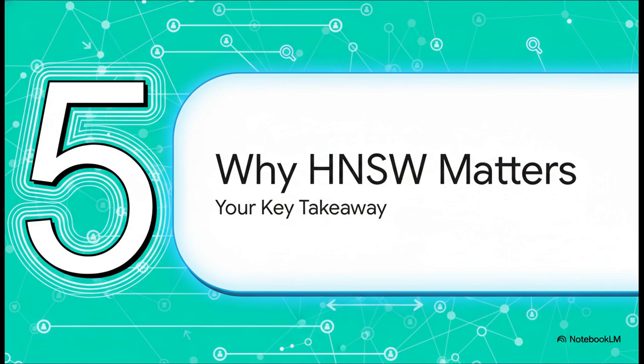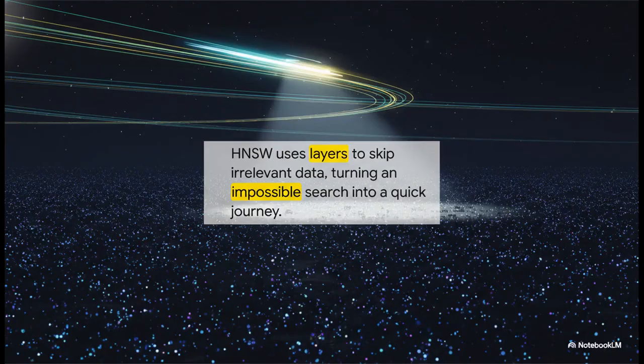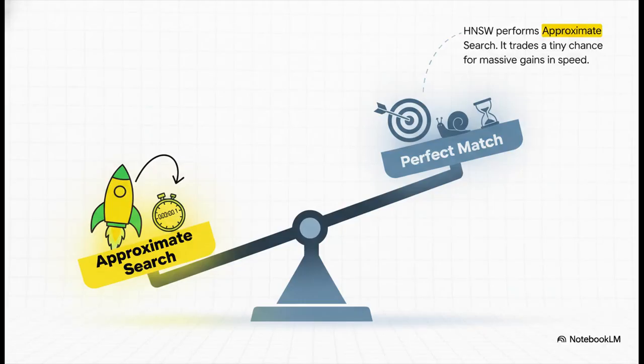But if you remember just one thing from all of this, please make it this. At the end of the day, HNSW is just a super smart transportation system for your data. It builds express lanes to let you skip all the traffic, and it turns what should be an impossibly long search into a really quick trip. But there is a fascinating trade-off at the heart of all this incredible speed. HNSW is what's known as an approximate algorithm. It basically trades a tiny chance of missing the single absolute best match for a massive, game-changing gain in speed.